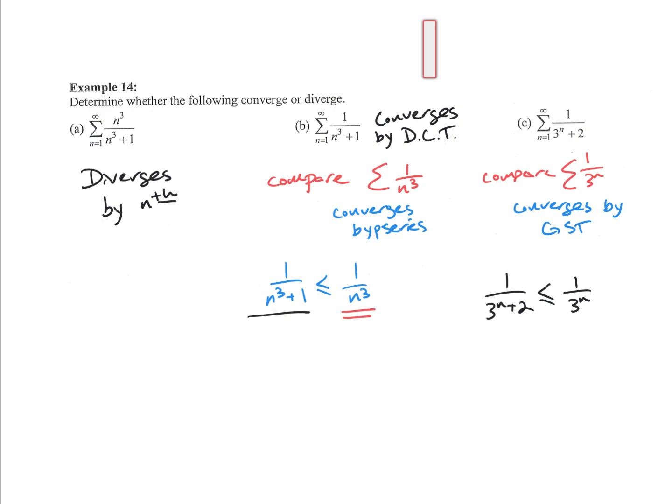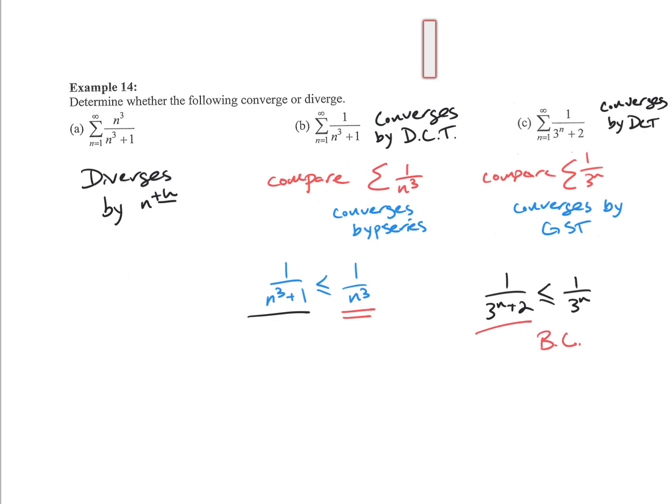All right, so what do you know? The bigger one converged, which means this smaller one also does what? Converges. Now, what do we say? It converges how? By DCT.